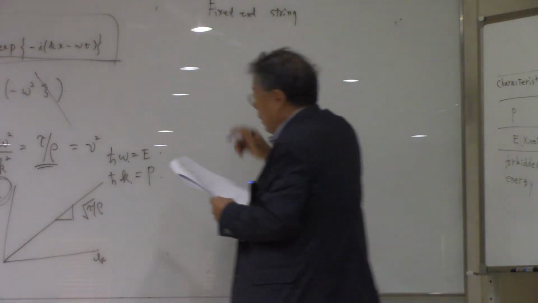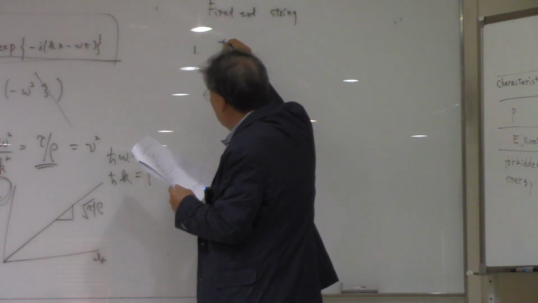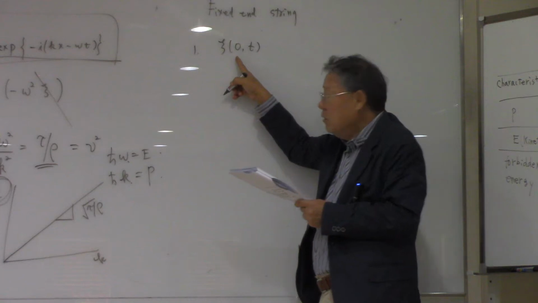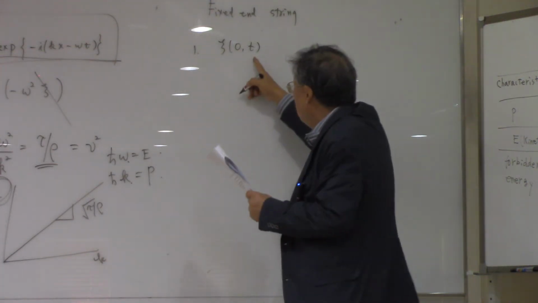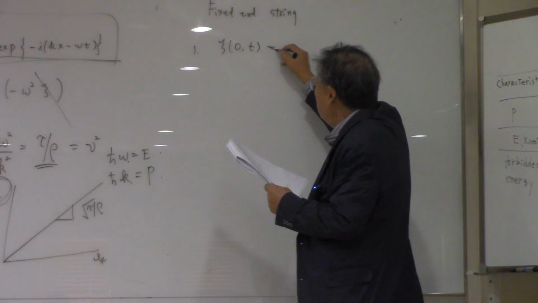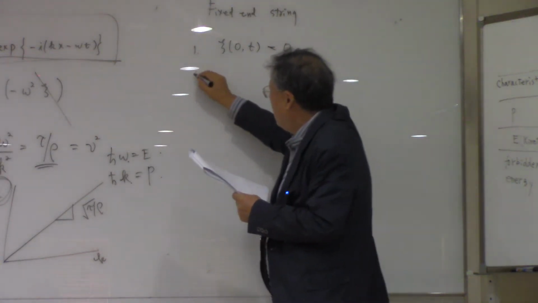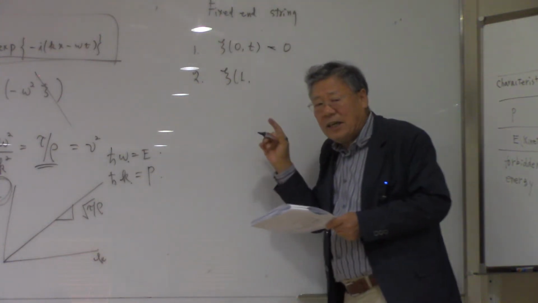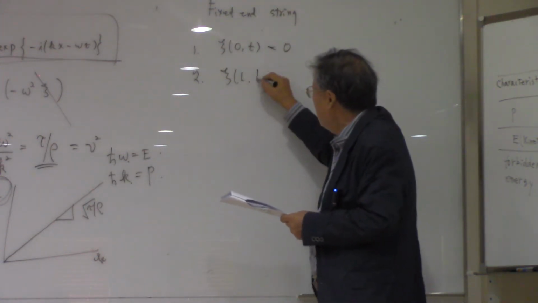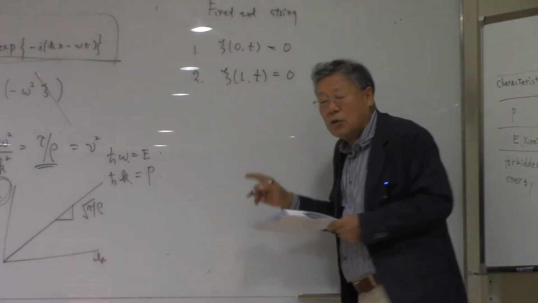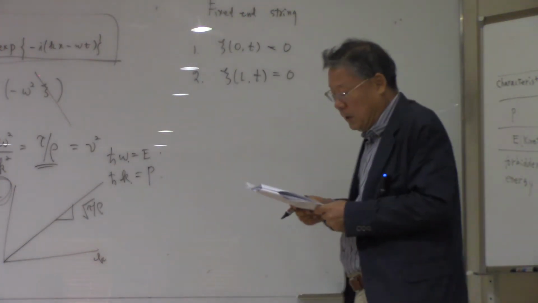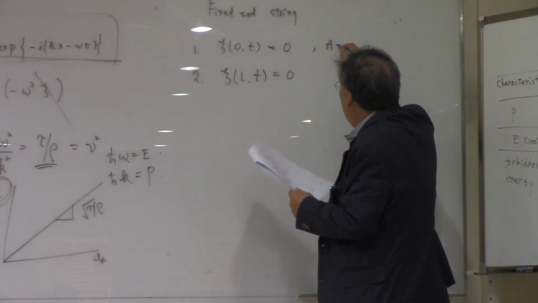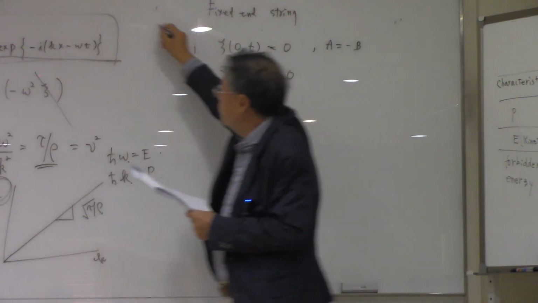Okay, then we are going to the boundary conditions. We have a boundary condition like x equal to 0 at one end, at any time, then the displacement should be 0. And the second boundary condition is that at the other end of the string, x equal to L, at any time, it should also be 0. It should not be displaced. And from here, we can say A equals minus B in this general equation.